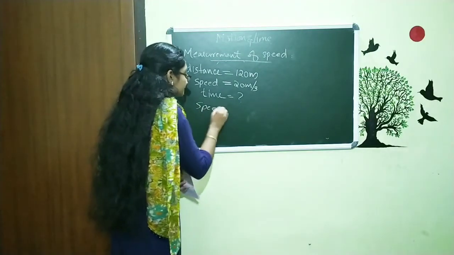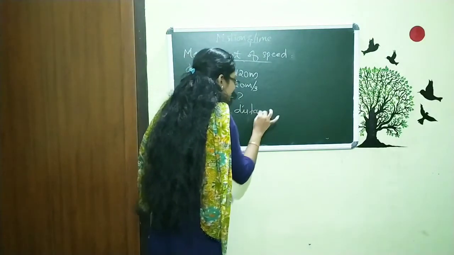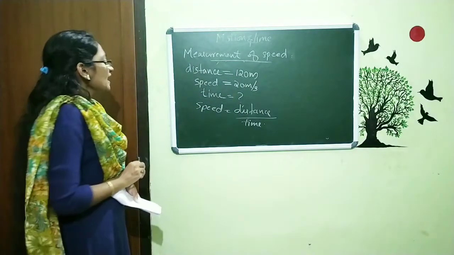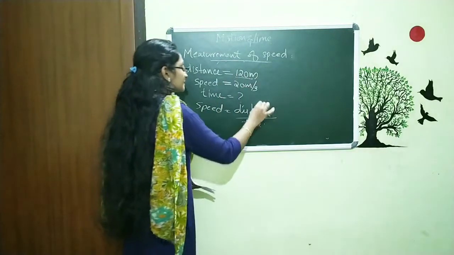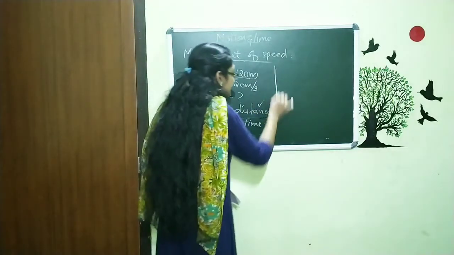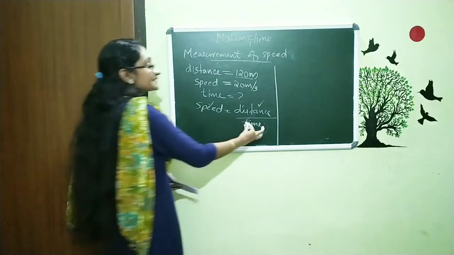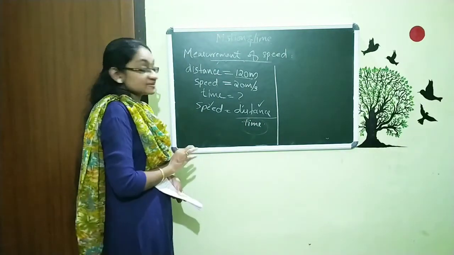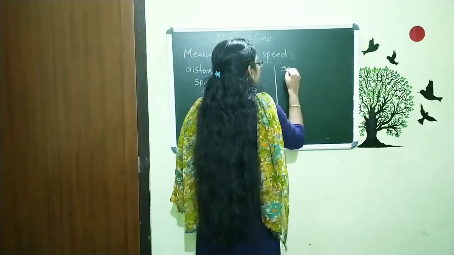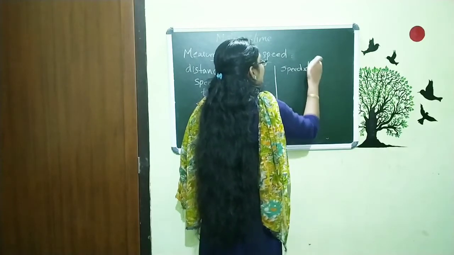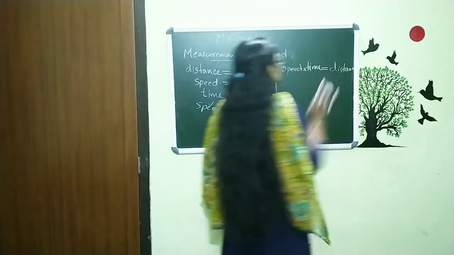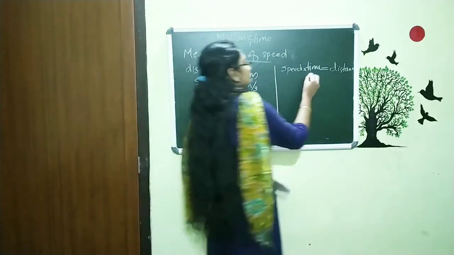Speed is equal to distance divided by time. Here we have the distance and the speed, but we don't know the time. Then how can we make the equation? I take this time to the other side, and it becomes multiplication: speed into time equal to distance. What we want to find is the time.